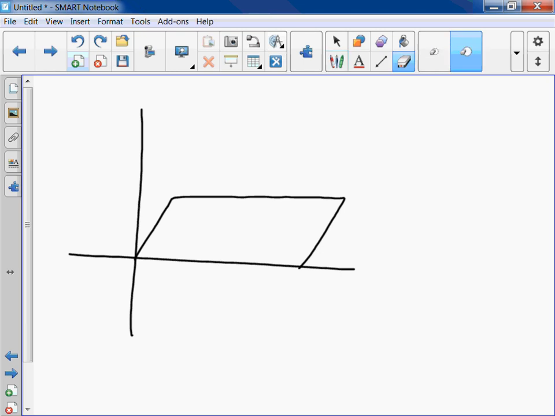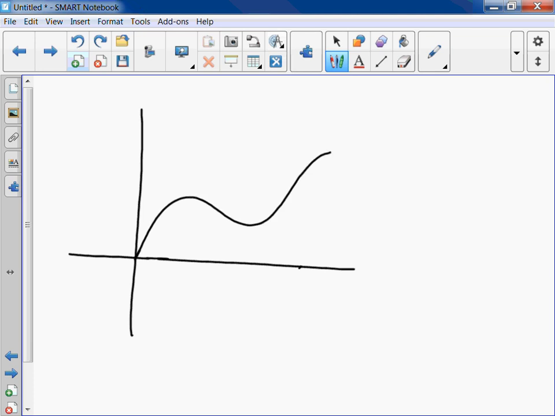But what if it doesn't look like that? What if it looks like this? Can you find this exact area? Not without calculus. Now, we can approximate it using little rectangles. Do y'all remember that from Algebra 2? When we came up and we made little rectangles and we kept doing this. Yes. Okay, but we approximated, but we had error.